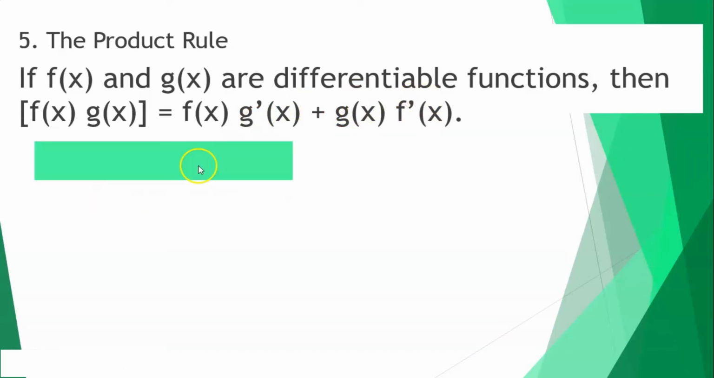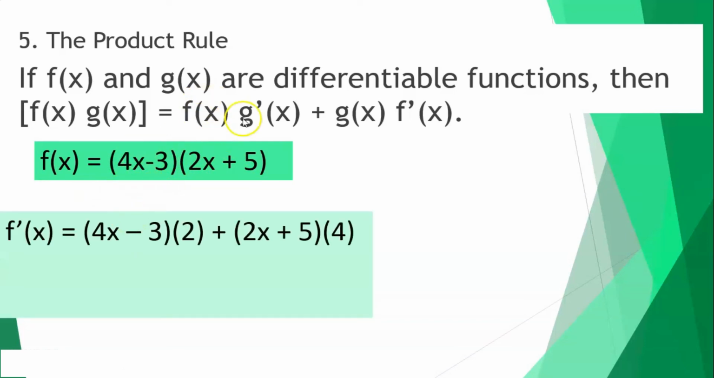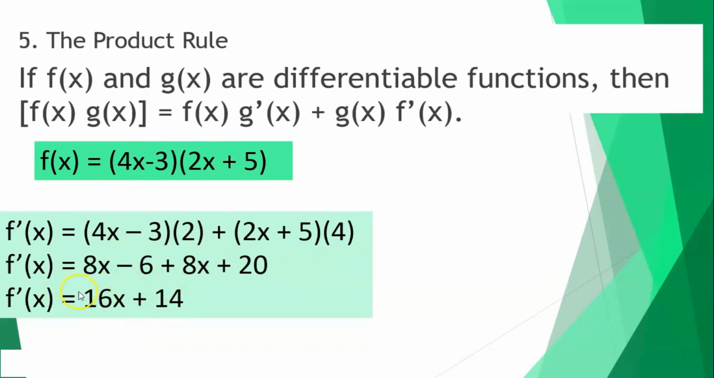So how is it done? For example, if you're given, find the derivative of (4x - 3)(2x + 5). So again, copy the first, then the derivative of the second. Derivative of 2x + 5 is 2. Then plus, copy the second, that's 2x + 5, multiply with the derivative of the first. Derivative of 4x - 3 is 4. So with this, you simply distribute. So this would become 8x - 6 + 8x + 20. Combining like terms, the derivative of this is 16x + 14.